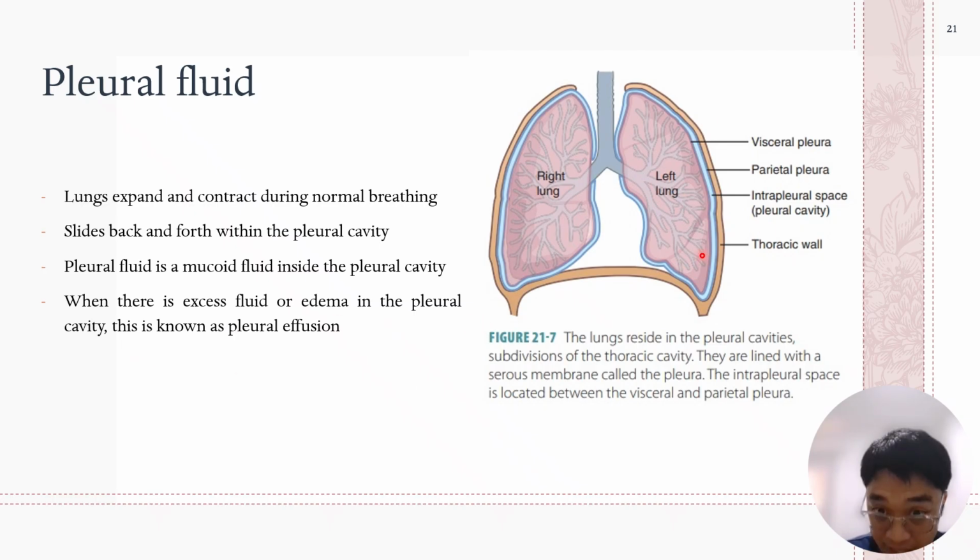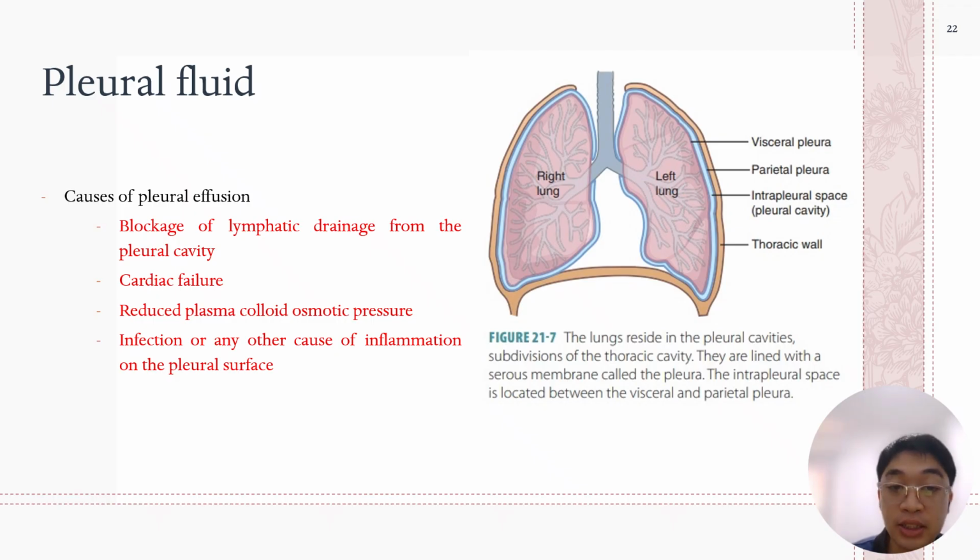effusion. As you can see in the diagram, in our lung, the lung is covered by a pleura, your visceral pleura. And then in between your visceral pleura and the lining of the thoracic cage, which is the parietal pleura, is a very small potential space known as your interpleural space or your pleural cavity. This is where normally your pleural fluid resides. But in cases of infection, in cases of problems, it causes edema in the pleural cavity, thus leading to a pleural effusion.